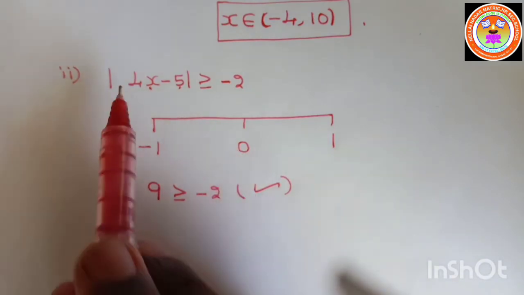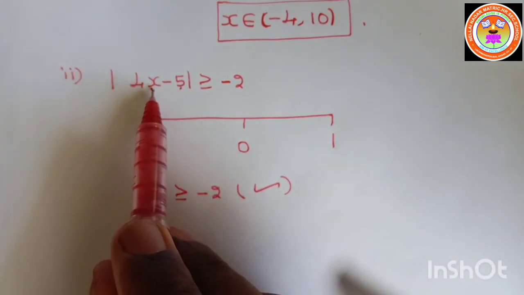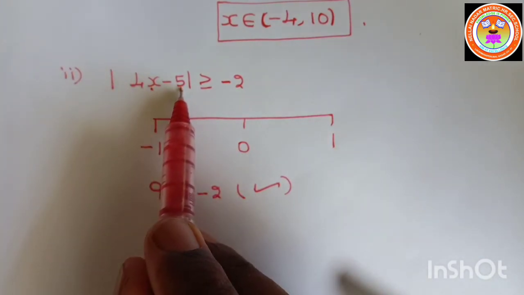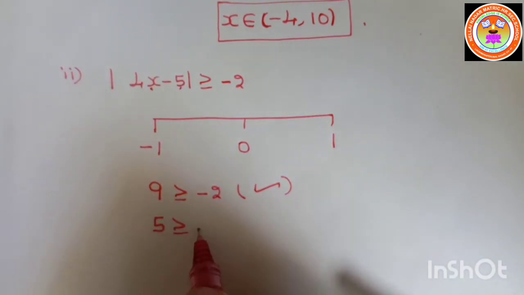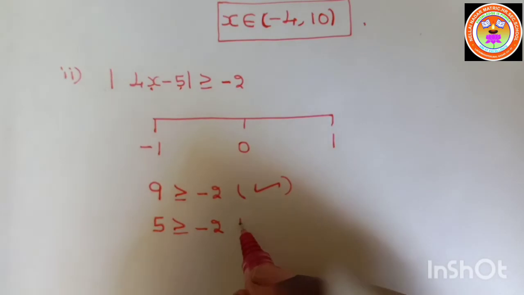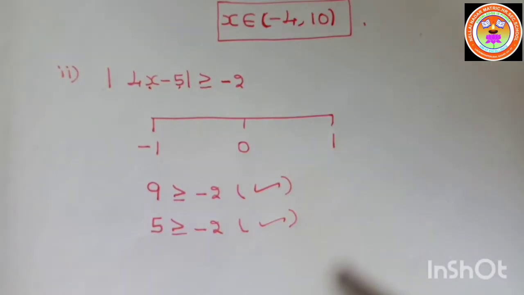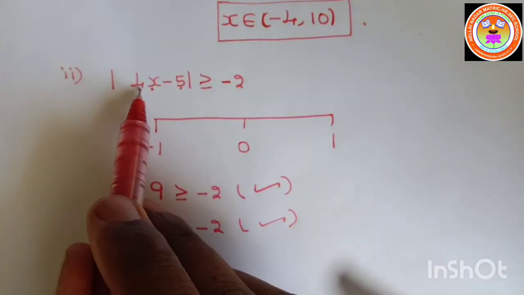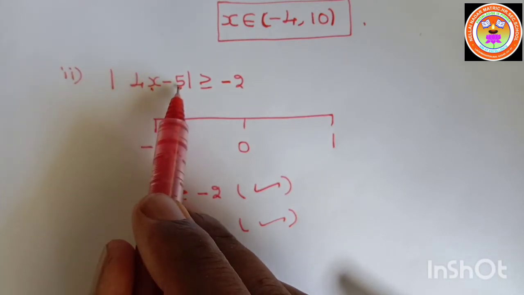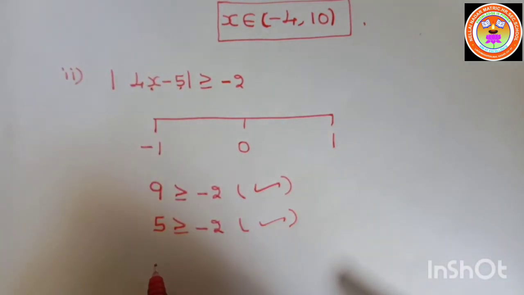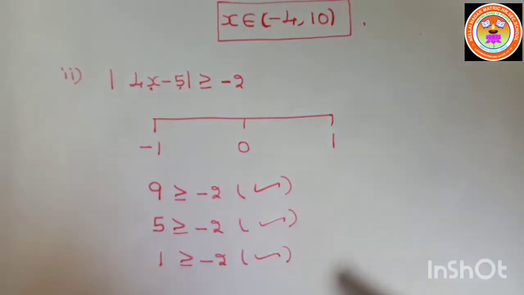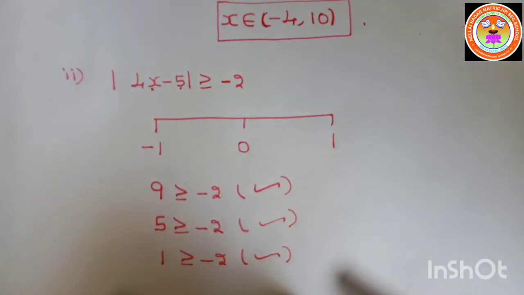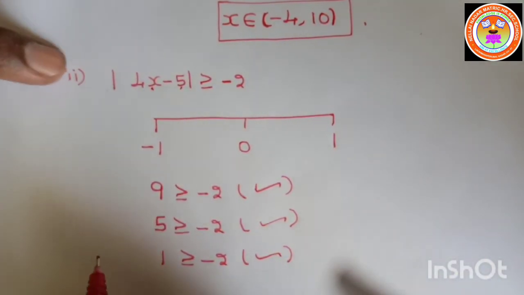Next, 0. 4 into 0 is 0. 0 minus 5, -5. Modulus of -5 is 5, greater than or equal to -2. The condition is correct. Then x is 1. 4 into 1 is 4. 4 minus 5, -1. Modulus of -1 is 1. 1 greater than or equal to -2. The condition is correct. Any number substituting, the answer is correct.